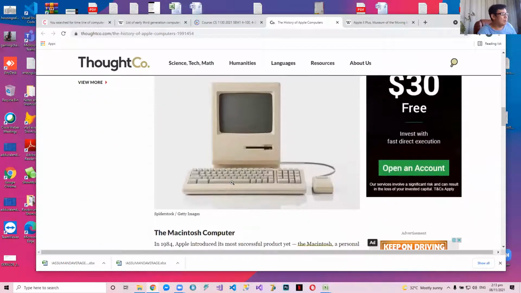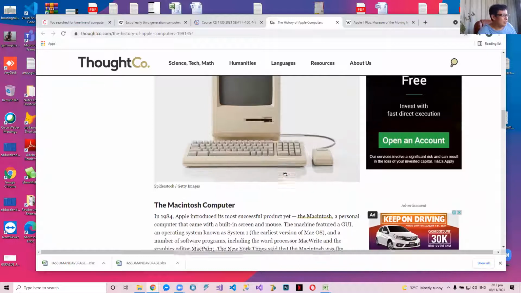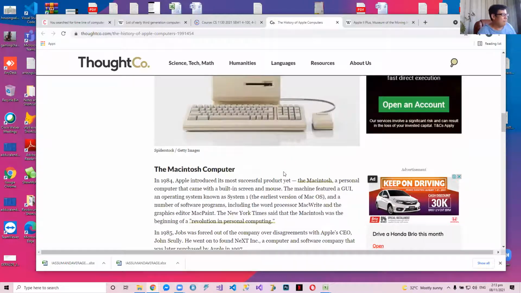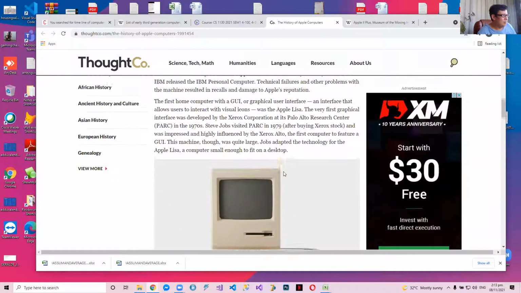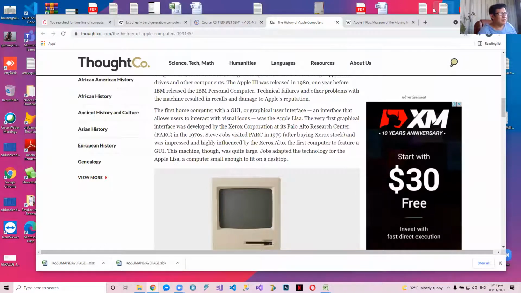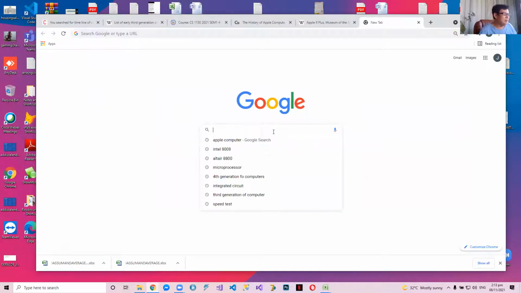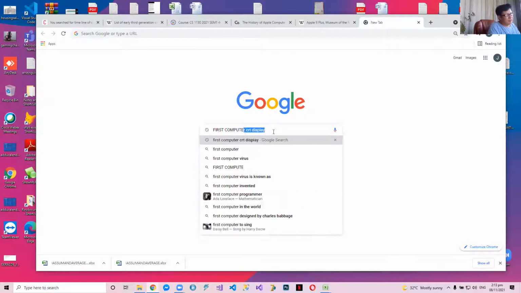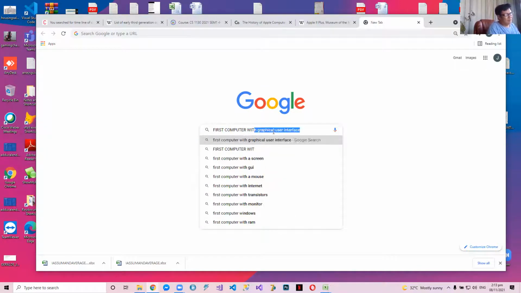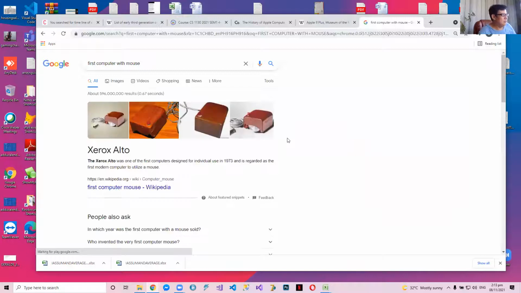Okay, so ganito yung Apple, no? Wow, this is a Mac computer, no? This is a Mac computer. This is the first computer with a mouse. Do you follow? No? First computer with a mouse. It was already there, no?